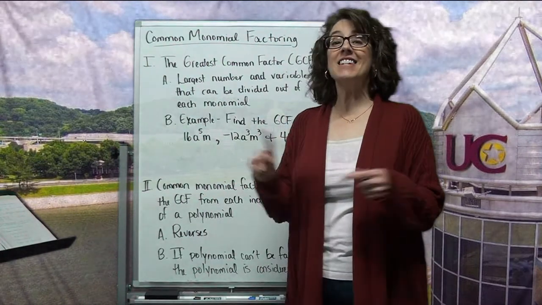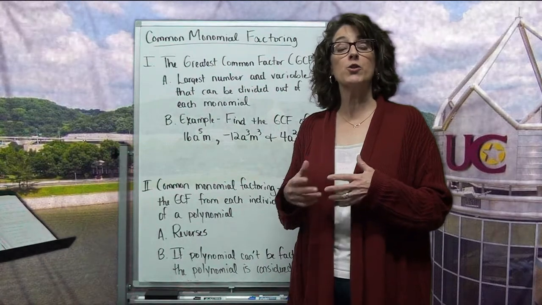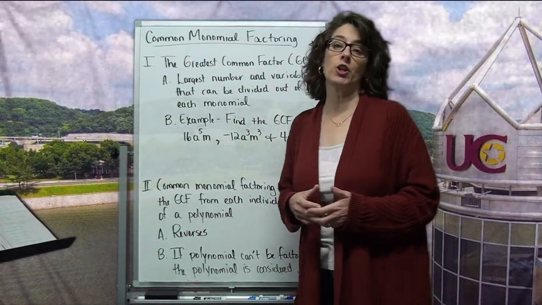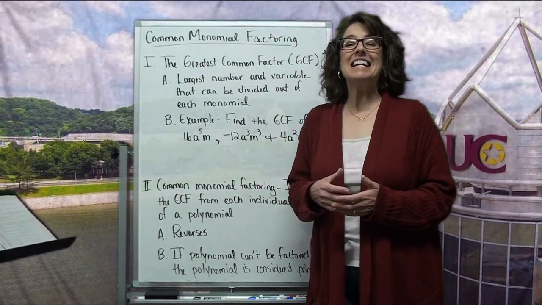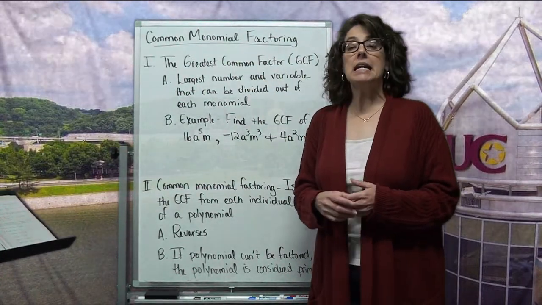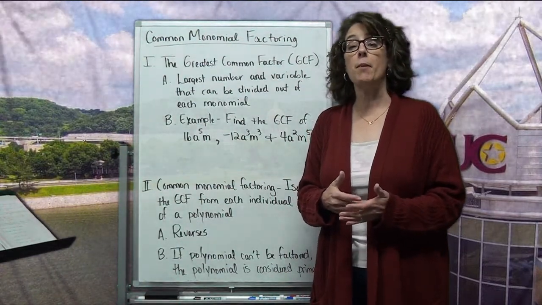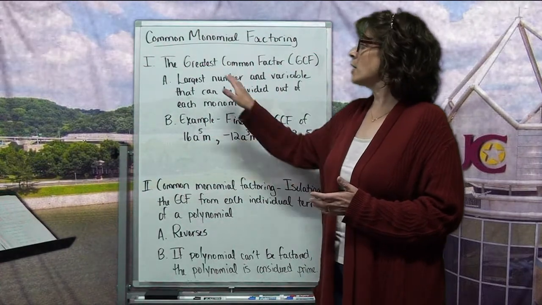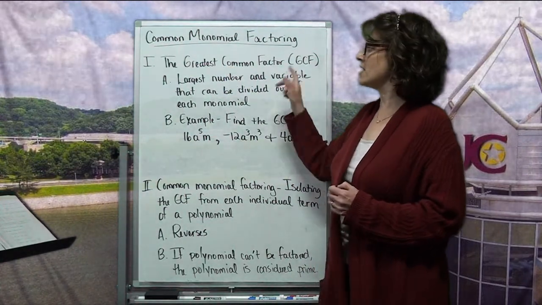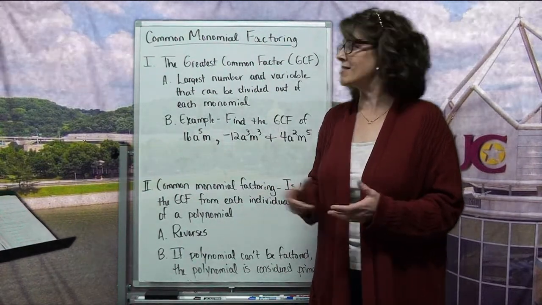Okay, let's sneak our way into looking at how to divide polynomials, also called factoring polynomials. Now, the first type of factoring that we're going to look at is the simplest type of factoring, called common monomial factoring. In order to do common monomial factoring, we need to understand what a common monomial is. In other words, the greatest common factor, lovingly called the GCF. The greatest common factor is more or less what it sounds like.